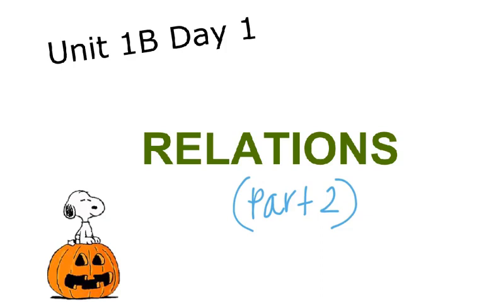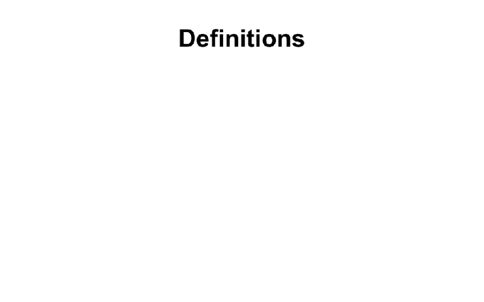Okay, so this is the second part for Unit 1B Day 1 notes on relations, and we're going to start off with the definition of what domain and range mean. So this should match page 3 of your packet.